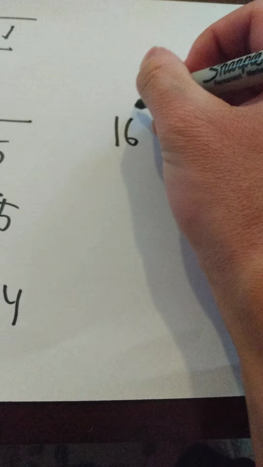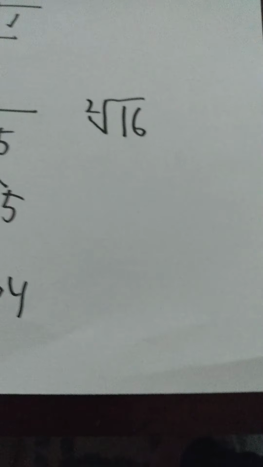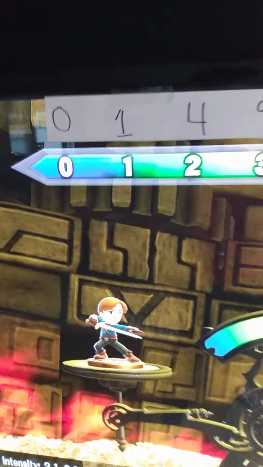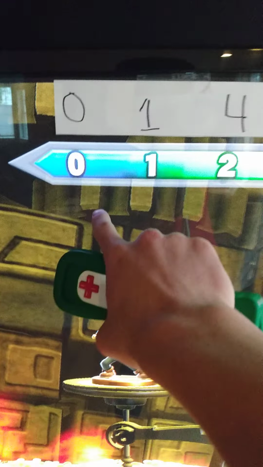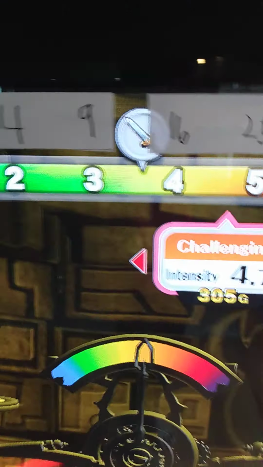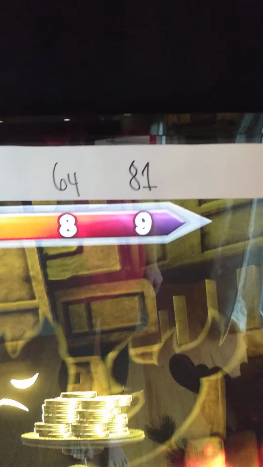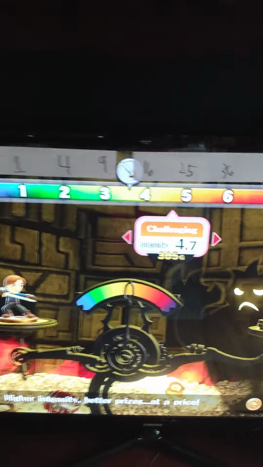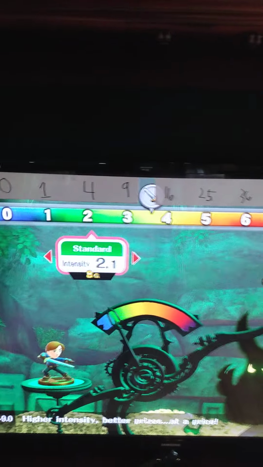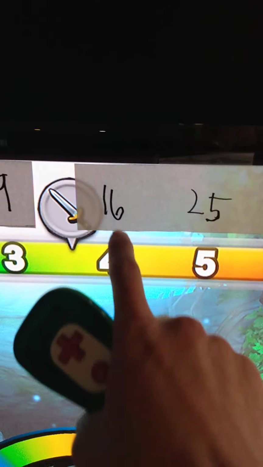So, let's try and find the square root of 16. What is the square root of 16? So here's a number line. It represents the square root of 0, which is 0, and it goes all the way to 81, which is 9, because 9 times 9 is 81. Sadly, we don't have 10, 11, 12, but 9 is the max number we have on this Super Smash Bros. video game. So, you see 16 right here, and the square root of 16 would be 4.